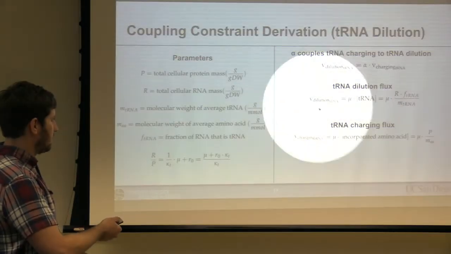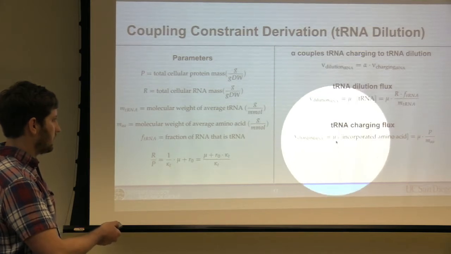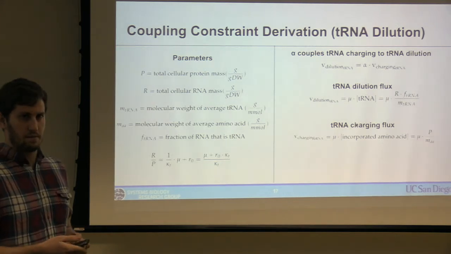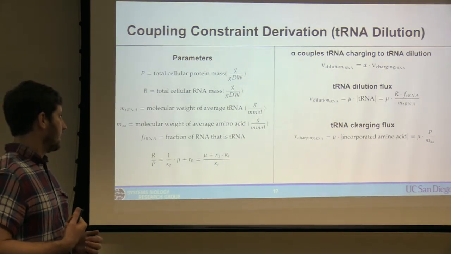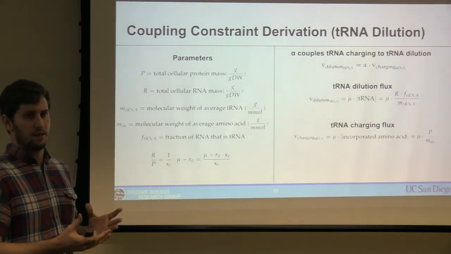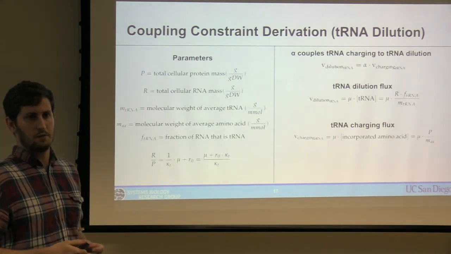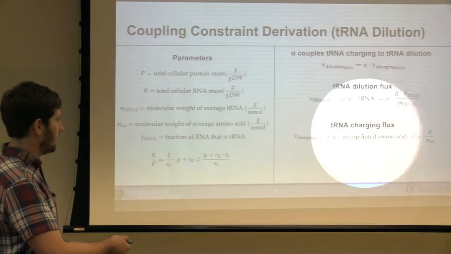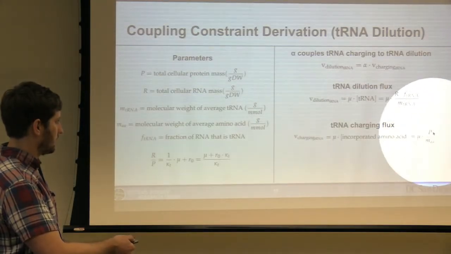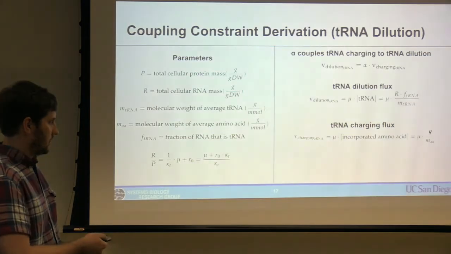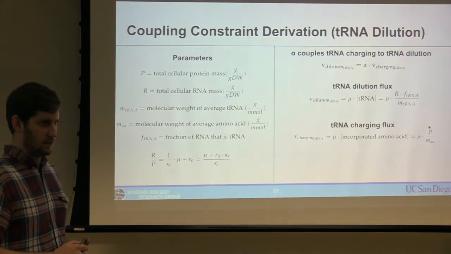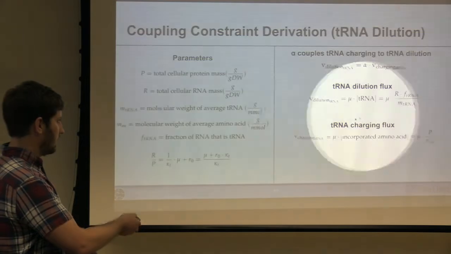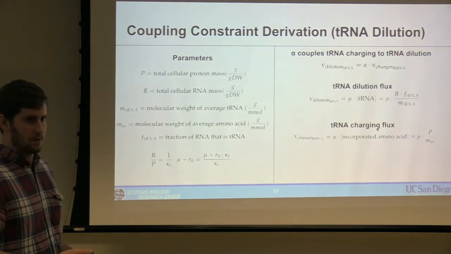So similar to dilution, this is going to be equal to the growth rate times the concentration of incorporated amino acids. So the concentration of amino acid that's actually incorporated into a protein, or exists in a protein, is going to be equal to the total protein within that cell divided by the average molecular weight of that amino acid. So this is going to give us this concentration in millimoles per gram dry weight.